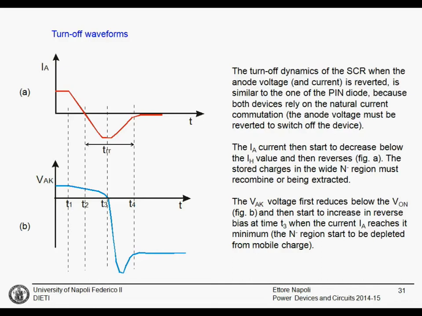Only in this case, the sum of the two alphas will be smaller than 1, and the regenerative action will be destroyed, and in the end, the device switches off. And this can be done reversing the voltage. If you reverse the voltage, at a certain point the current decreases, becomes negative, goes below the holding value, and the device is off.